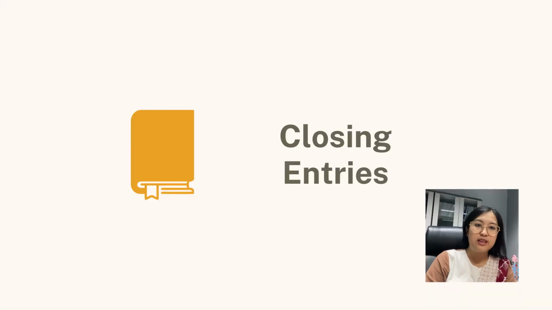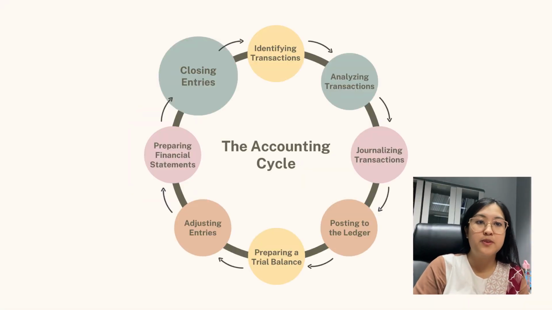Eighth, closing entries. To start the new accounting period with a clean slate, temporary accounts such as revenue and expense accounts are closed by transferring their balances to the owner's equity or retained earnings account. This step resets these accounts for the next period.